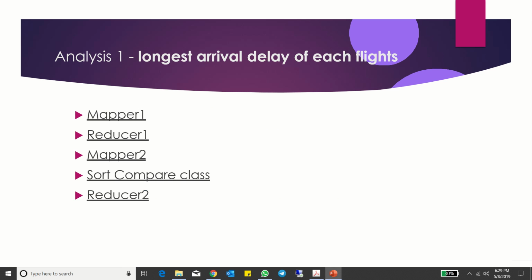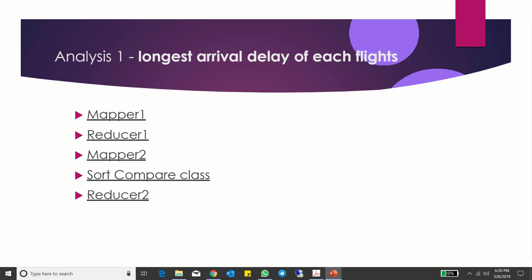Here is the first analysis, which is to analyze the longest arrival delay of each flight in a year and find out the top 10 most delayed flights on arrival. So there are mapper 1, reducer 1, mapper 2, sort compare class, and reducer 2. Mapper 1 performs the reading of the dataset, splitting to data nodes after generating a key value pair of flight number and arrival delay from the dataset.